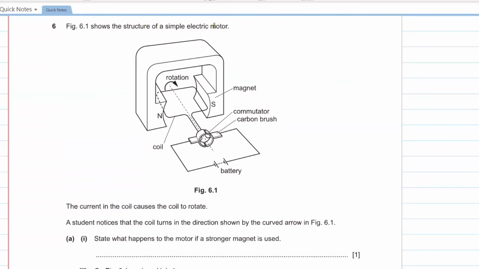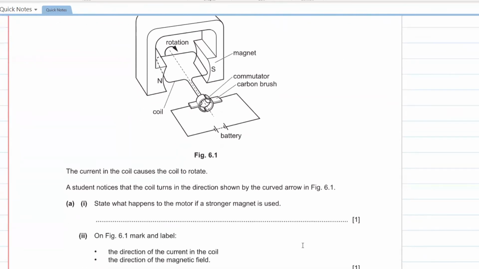Figure 6.1 shows the structure of a simple electric motor. Perfect. This is an electric motor. As soon as you see an electric motor, you know what will apply in this question? Fleming's left hand rule.